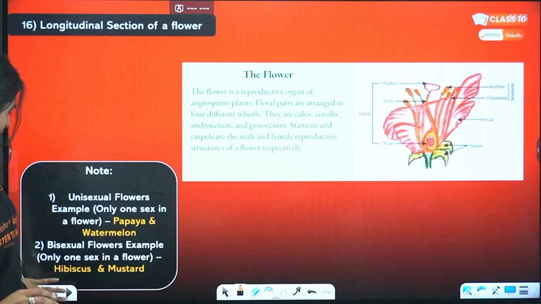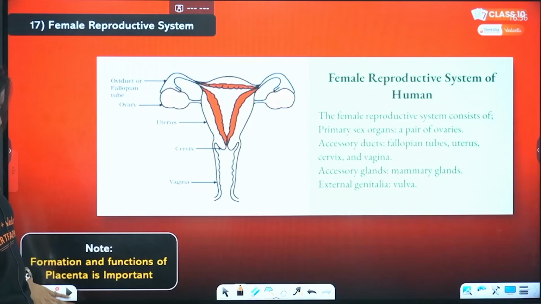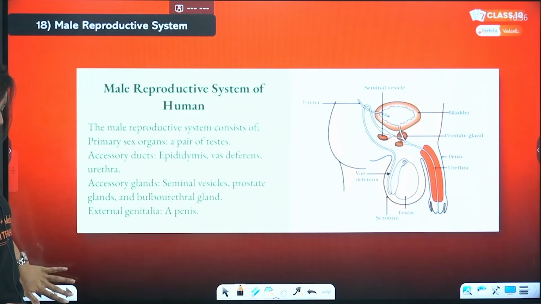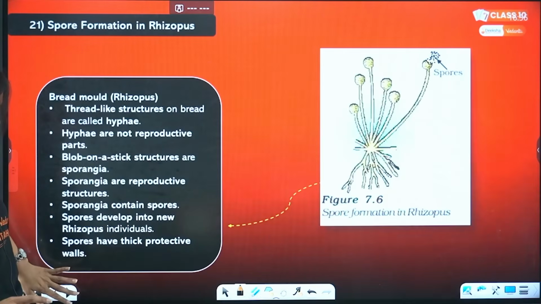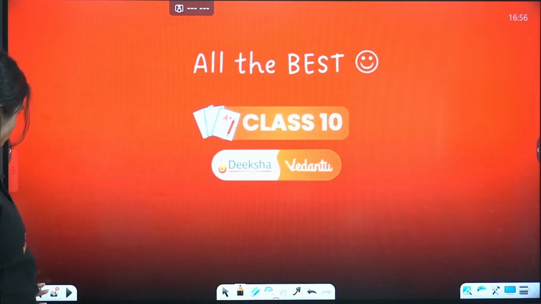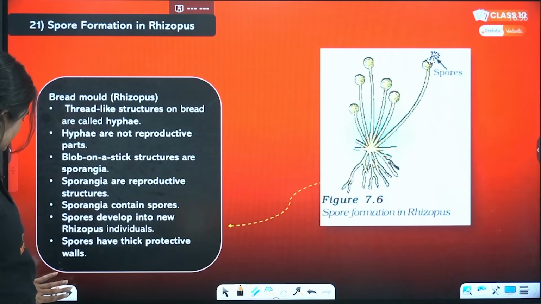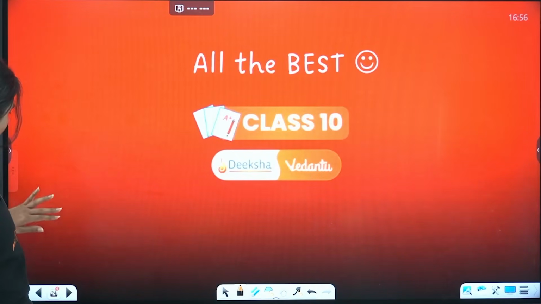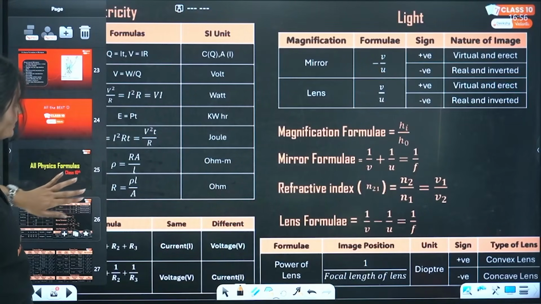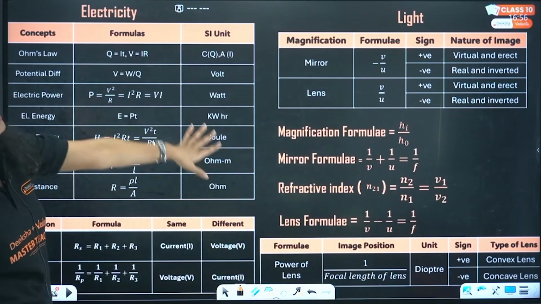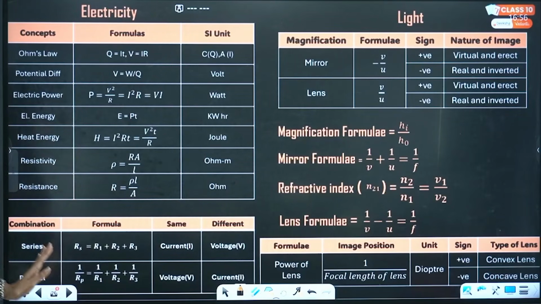The longitudinal section of a flower, then we have the female reproductive system, male reproductive system, then you have regeneration, budding and all, binary fission, spore formation in Rhizopus, okay? And yes, you have all the physics formulas too. Let's go there. All the formulas and the SI units in just one sheet. This is one cheat sheet for your physics, right?